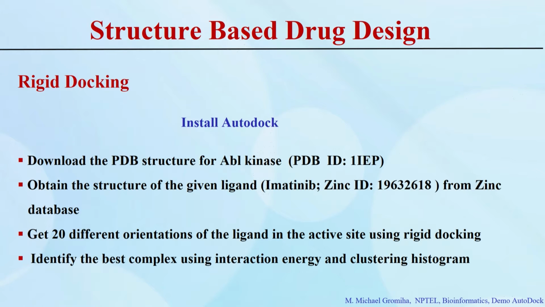So, then we get different orientations for this ligand, and you try to get the best complex between the protein ABL kinase and the ligand using interaction energy as well as the clustering histogram.